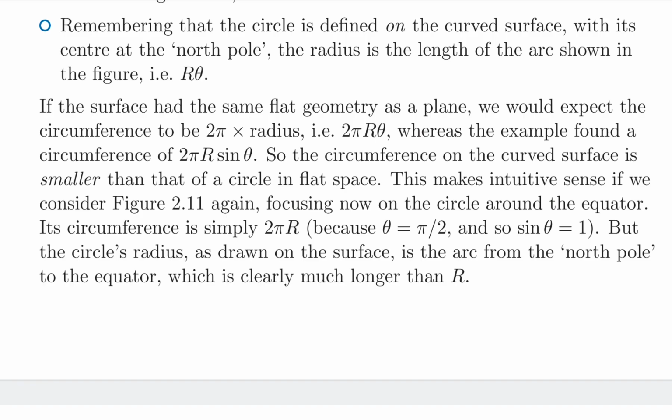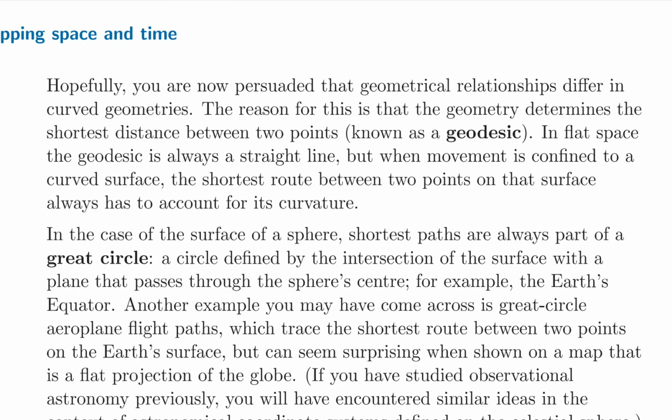This makes intuitive sense if we consider figure 2.11 again, focusing now on the circle around the equator. Its circumference is simply 2 pi r because theta equals pi over 2, and so sine theta equals 1. But the circle's radius as drawn on the surface is the arc from the North Pole to the equator, which is clearly much longer than r. Hopefully, you are now persuaded that geometrical relationships differ in curved geometries.